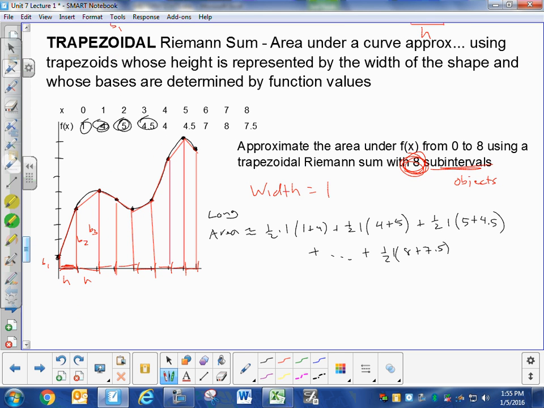Since this is a systematic process, watch how things get easier. A shorter way to calculate it is to factor out the 1/2 and the 1. And watch what I have. I'll have 1 plus 4 plus 4 plus 5 plus 5 plus 5.5 plus 4.5. And if I kept going, it would be plus 4.5 plus 4 plus 4 plus 4.5 plus 4.5 plus 7, 7 and 8, 8 and 7.5.